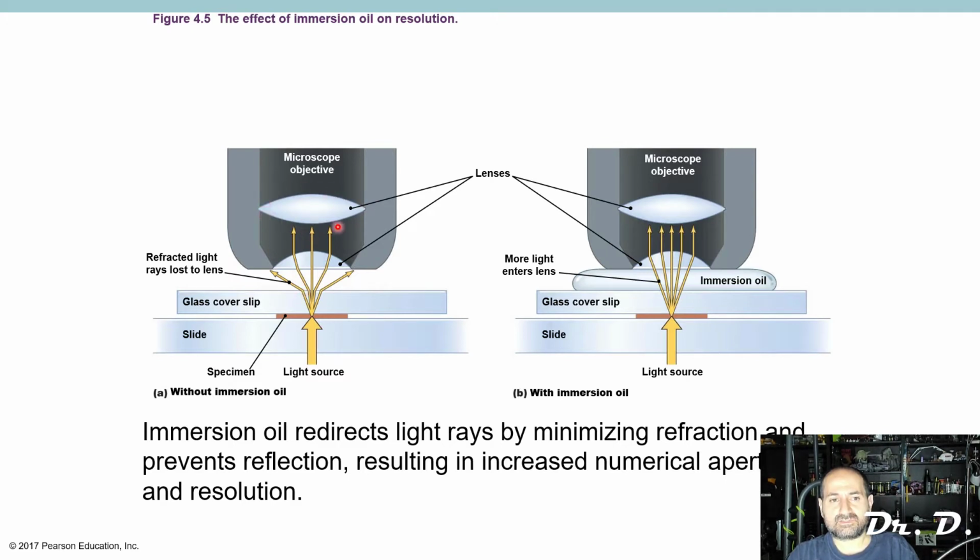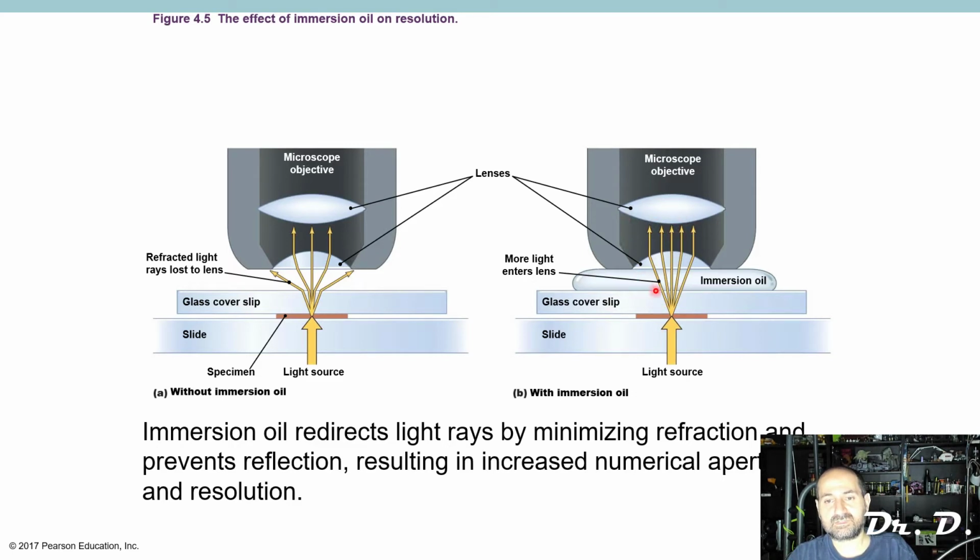The oil lens is quite thick. It's a convex lens that's very thick. That lens is very close to the specimen. So it's a very thick lens, very close to the specimen. When the light hits the specimen, it will bend. And some of that light will bend away from the thick objective lens. So that light escapes. But if you put the oil there, the light doesn't bend away. It goes straight into the objective lens.